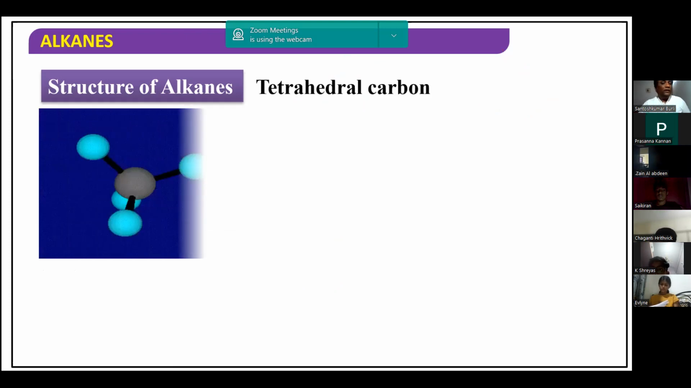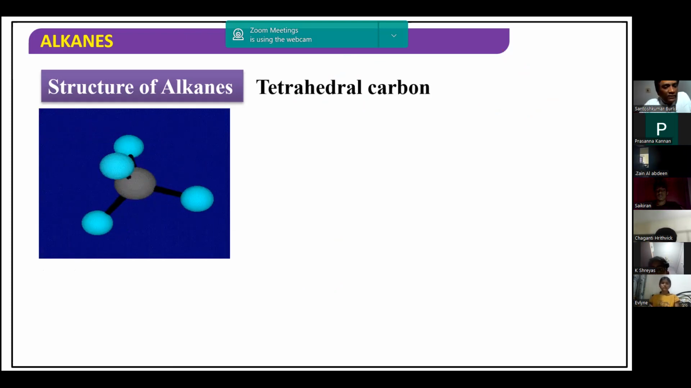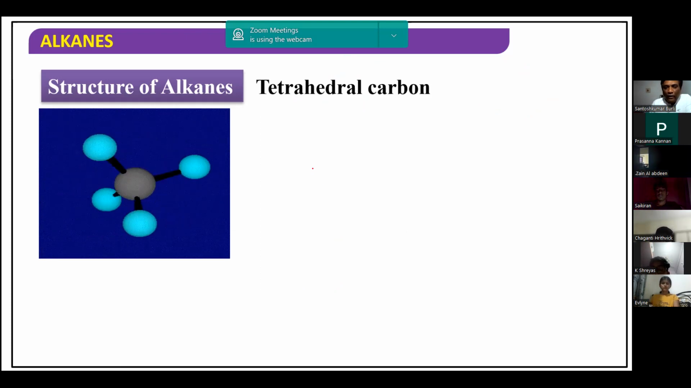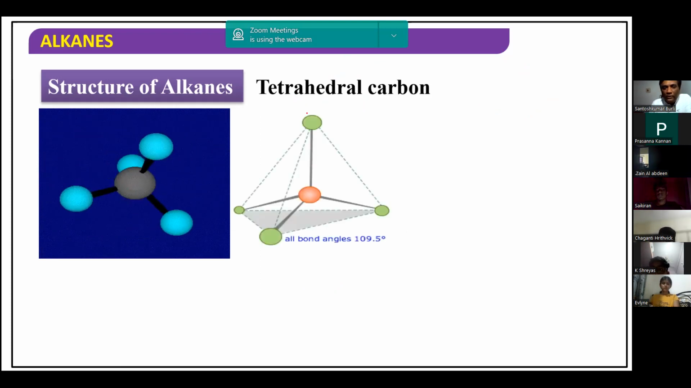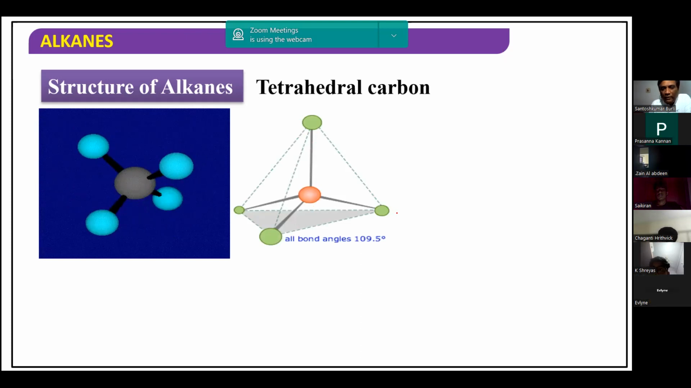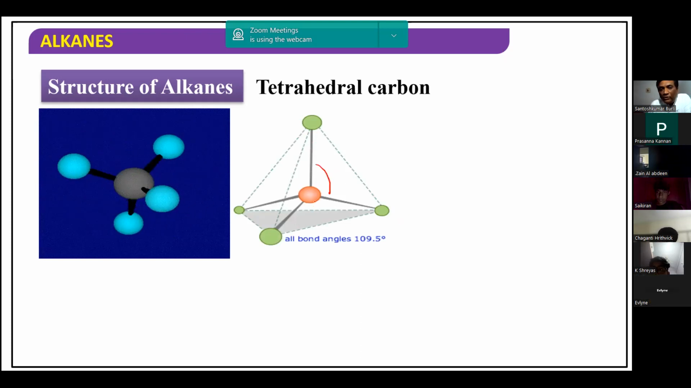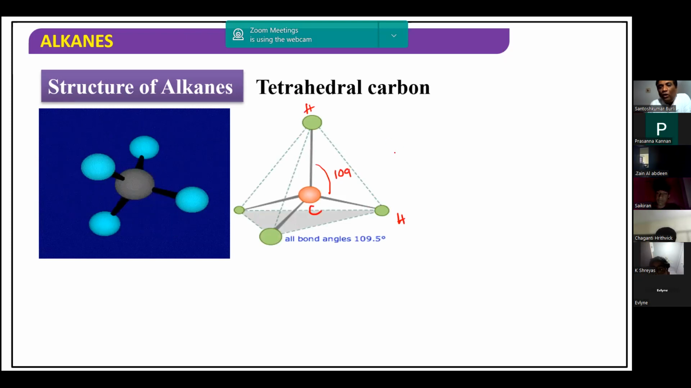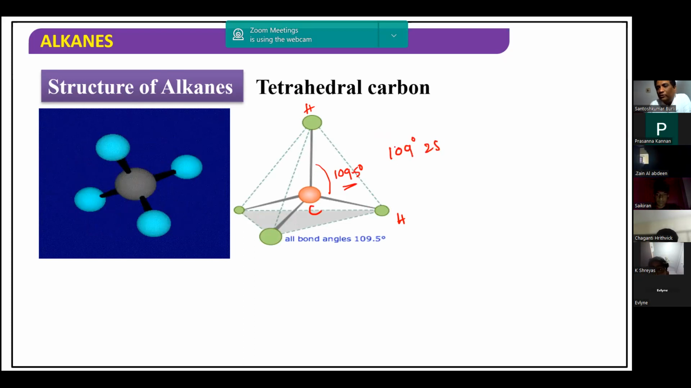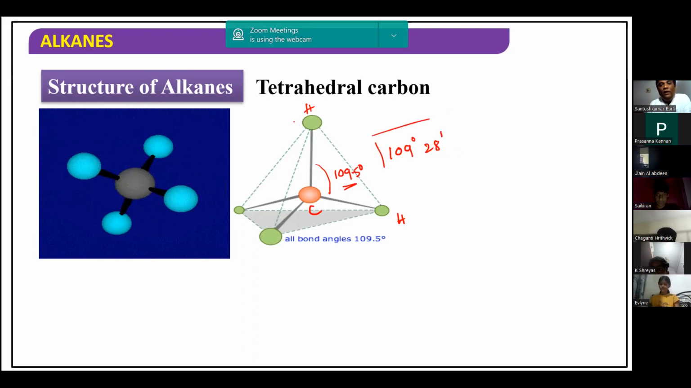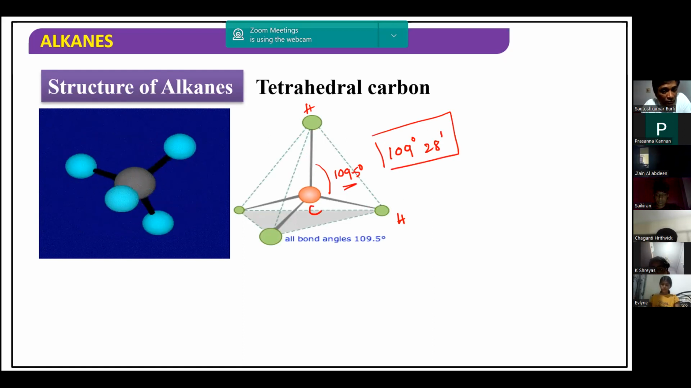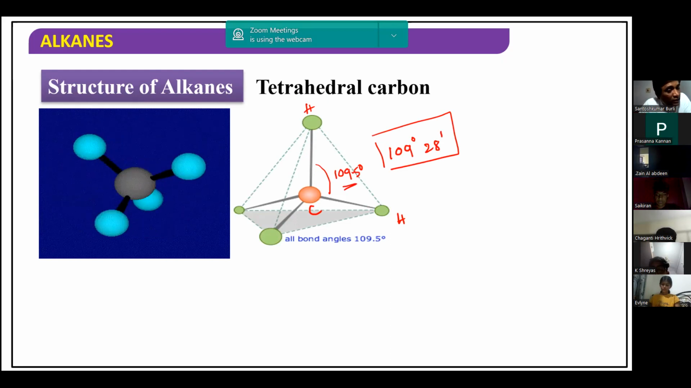Now, you can see the tetrahedral structure here. This is how the tetrahedral structure looks, wherein this is H, this is C, and this is H. The H-C-H bond angle is 109.5 degrees, or to be specific, 109 degrees 28 minutes. This is the H-C-H bond angle you can observe in alkanes. Any doubt you have in the structure of alkanes?